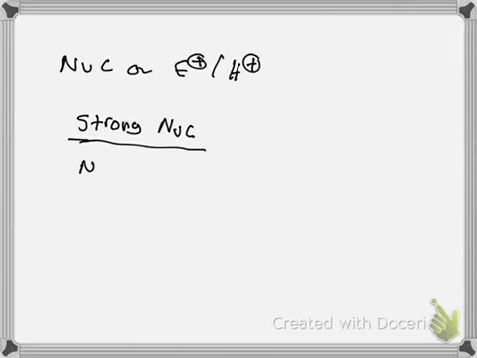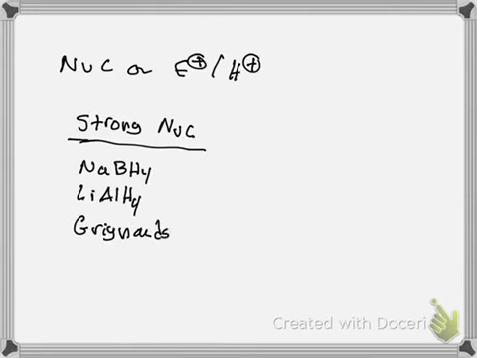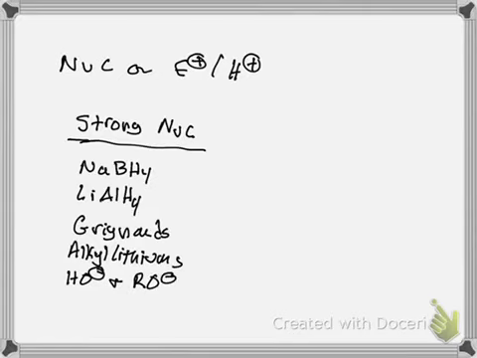Now, what are some examples of the strong nucleophiles? How about NaBH4, lithium aluminum hydride, Grignards, alkyllithiums, and hydroxide and alkoxide ions. These are all your strong nucleophiles. These will prefer the nucleophile pathway.